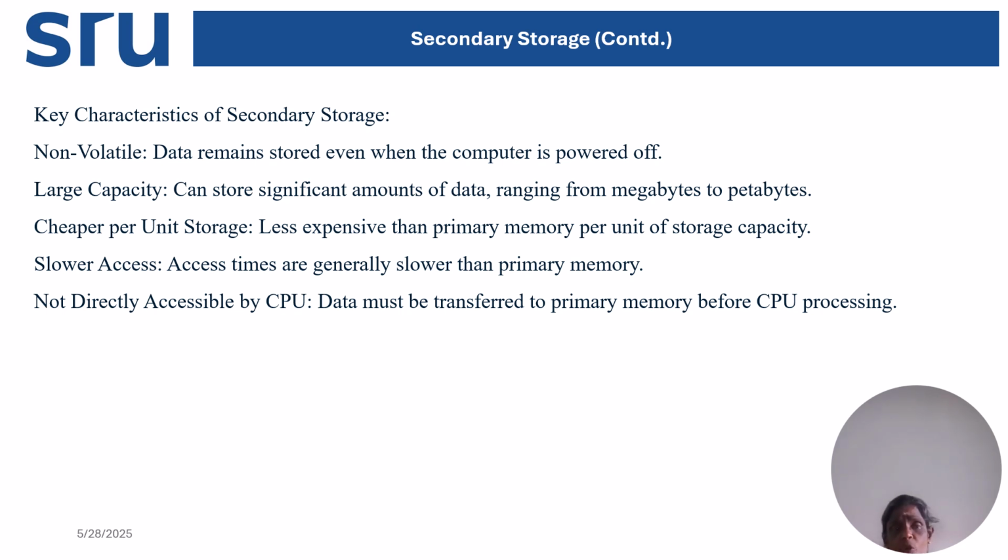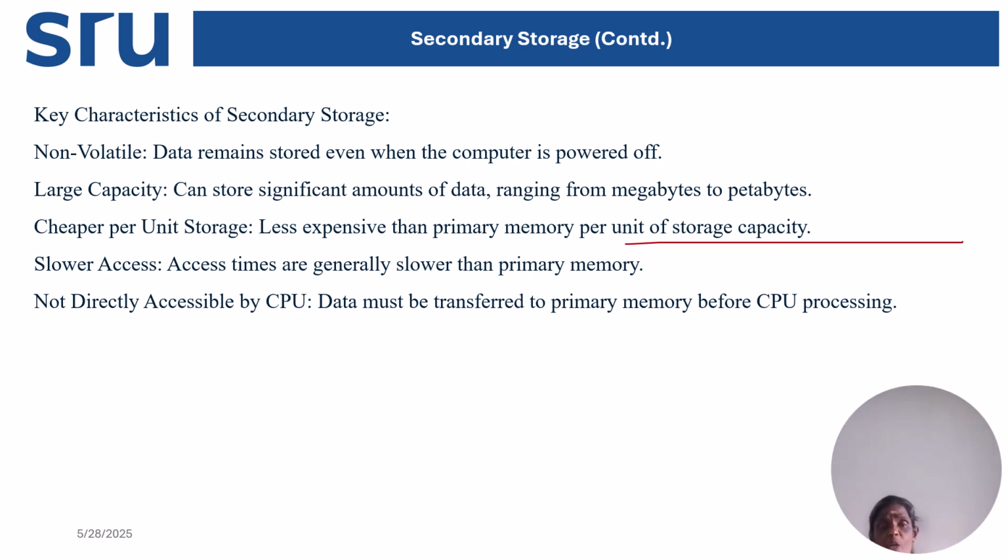Key characteristics of secondary storage. First one, non-volatile. Data remains stored even when the power is cut off. Large capacity. It can store a significant amount of data, ranging from megabytes to petabytes. And then cheaper per unit storage, so it is less expensive than primary memory per unit of storage capacity.